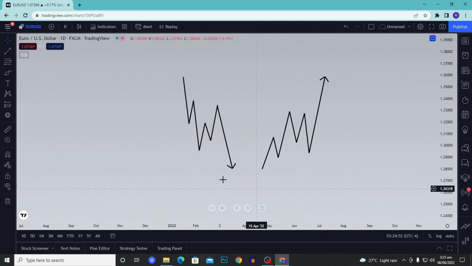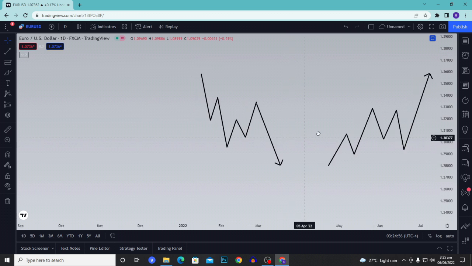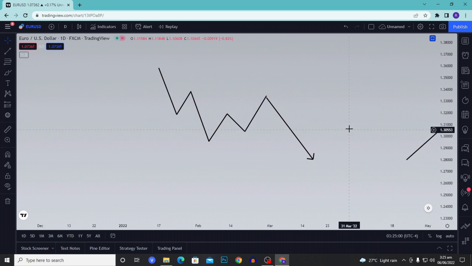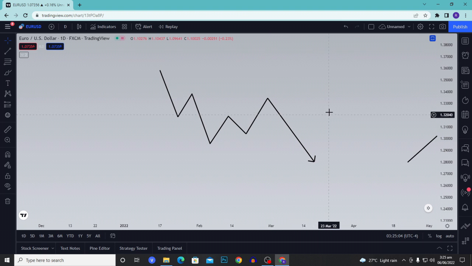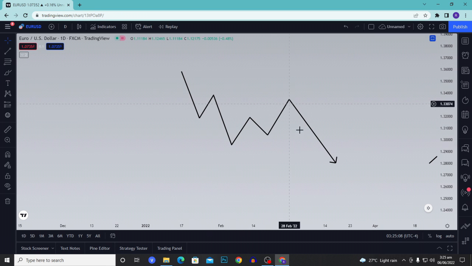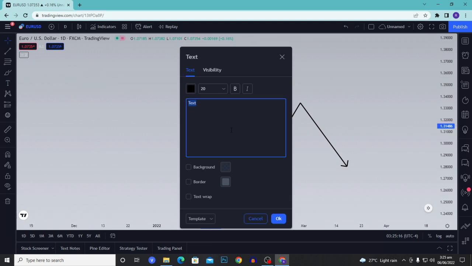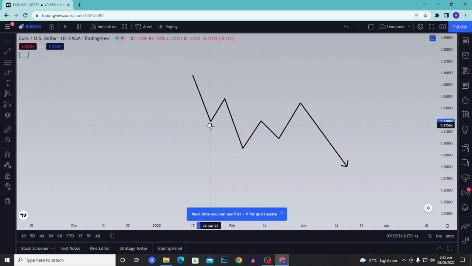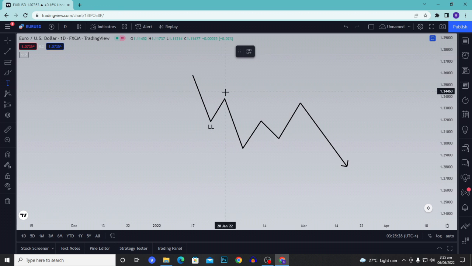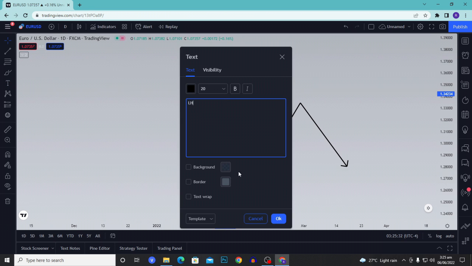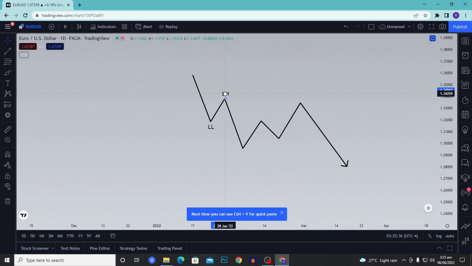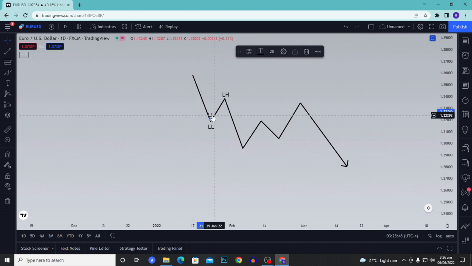Okay, right up here, let's do this first one. Okay, right here, as you can see, we have a downtrend, and if you're wondering why it is a downtrend, let's label it. As you can see right here, price formed a lower low right here, a lower high right here, and then price came down again to form another lower low.